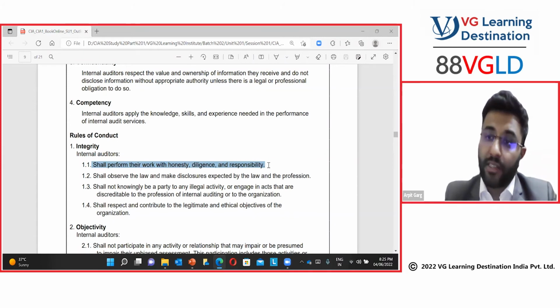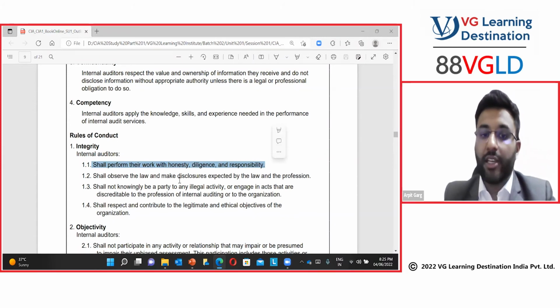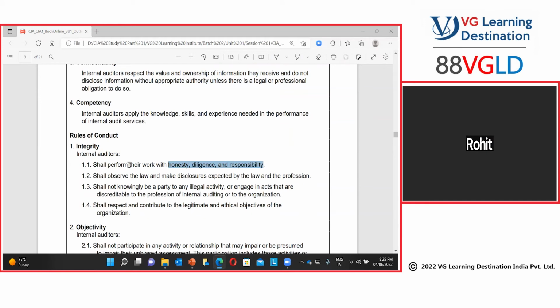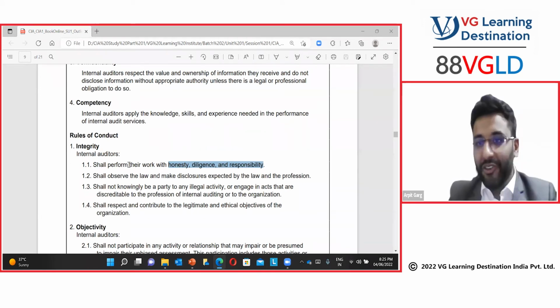It's talking about trust, honesty, diligence, and responsibility. So the examiner may ask you, instead of honesty, diligence, and responsibility, the examiner may give you other options. Okay, integrity, the organization may give you the option of add value, let's say. But will we look for add value as an option, or do we look for honesty and trust as an option in integrity? Are you getting confused about what I'm trying to say?